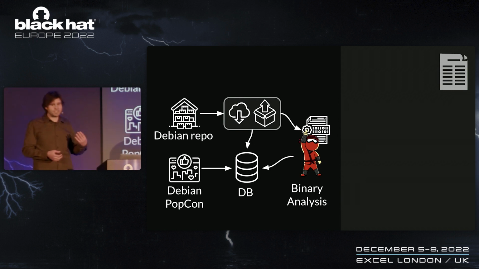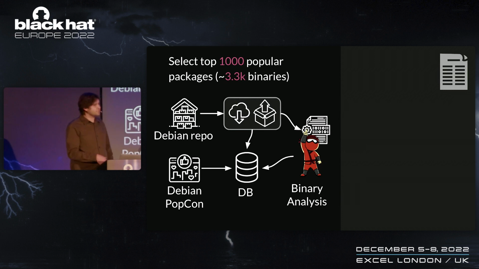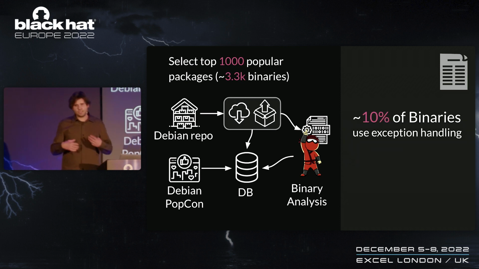We used the Debian popularity contest to rank the top 1,000 most popular packages, and we extracted all binaries from these packages. This accounts to roughly 3,000 binaries, and then we did some analysis to check how many of these binaries use exception handling, either catch or throw. And roughly 10% of these binaries use exception handling, which is quite a large surface.